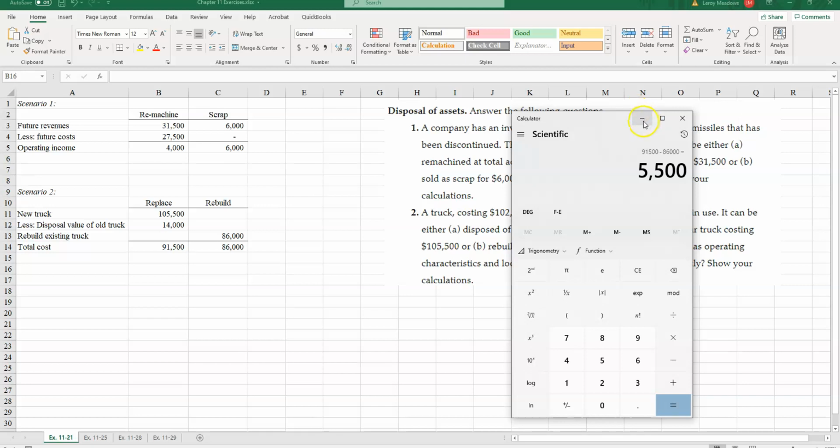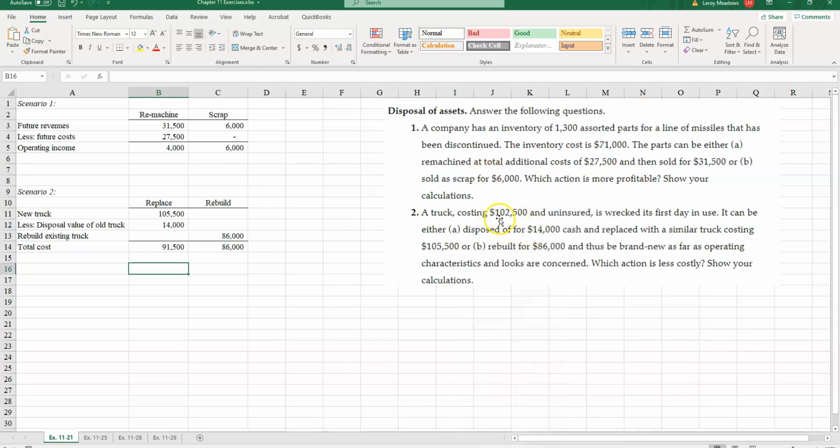Now, while we talked about the sunk cost in both example 1 and example 2, sunk costs are irrelevant. However, in example 1, additional rework or additional remachining costs are relevant to the decision-making process. Why? Because in one scenario I'm going to rework, and in the other one I'm not. What about the salvage value in scenario 2? Well, in scenario 2, this is relevant. Why? Because I'm going to dispose of it for $14,000 under one scenario, but not the other.